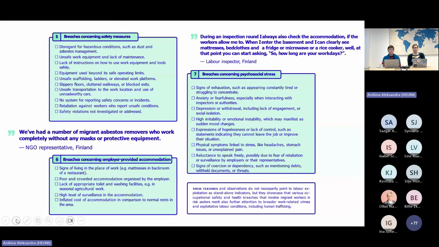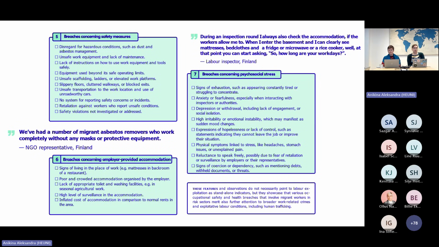And then in the fifth area, there are breaches concerning safety measures. So obviously everything from unsafe work equipment and lack of maintenance to unsafe scaffolding, ladders, slippery floors. The fact that there is no system for reporting safety concerns or incidents in the first place, or that reporting such incidents would result in retaliation against workers who report them, or that safety violations are not investigated or addressed in any way. As an example, we have this quote from a Finnish NGO representative that they've seen a number of migrant asbestos removers who have worked completely without any mask or protective equipment.